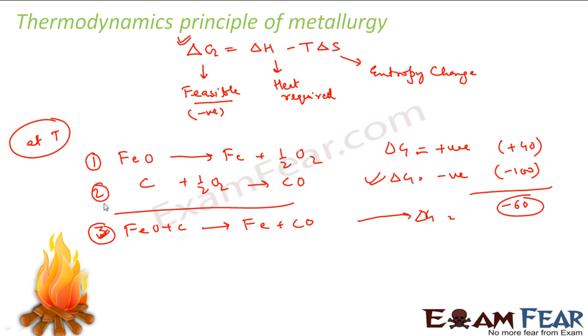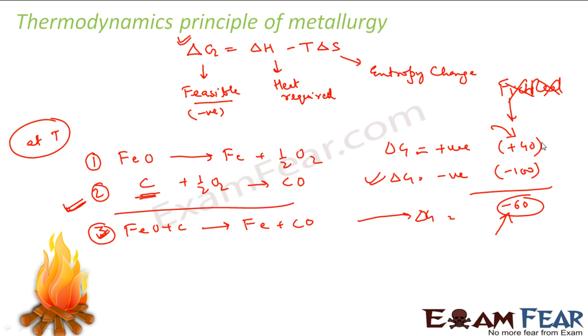So this second reaction is my reducing agent. Carbon is a reducing agent, and it is helping to get a negative value of delta G, whereas delta G for the first reaction was positive. Please note, these are all fictitious figures. These are not real figures. They are just figures to explain the concept.